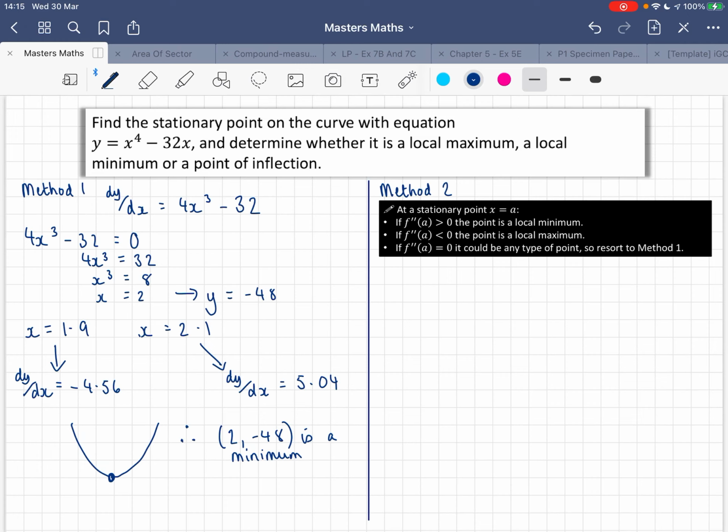Anyway, once you've identified that you have a stationary point, you have the coordinate of the stationary point. If you differentiate your differentiated function, so you differentiate again, which is what the double dash means, the second derivative. If we substitute our x value into the second derivative and we get something greater than 0, then we have a minimum. If we get something less than 0, the point is a maximum. And if it is equal to 0, it could be any, which is super helpful.